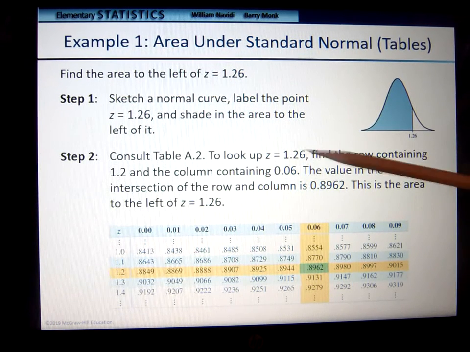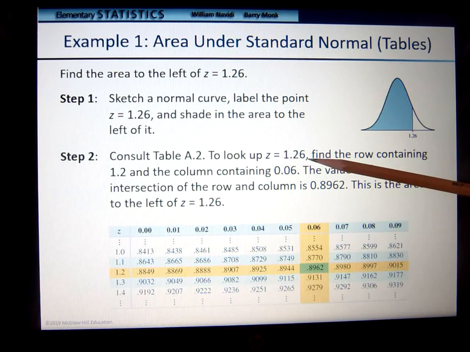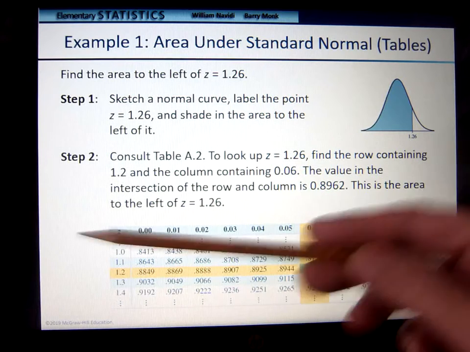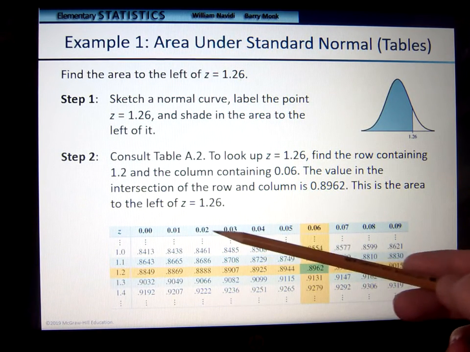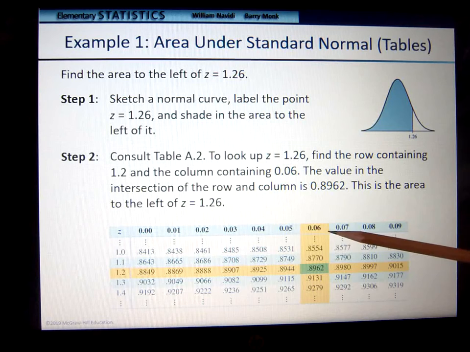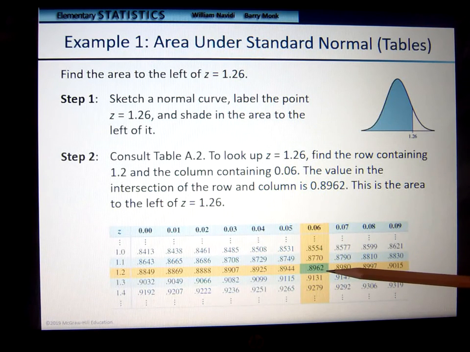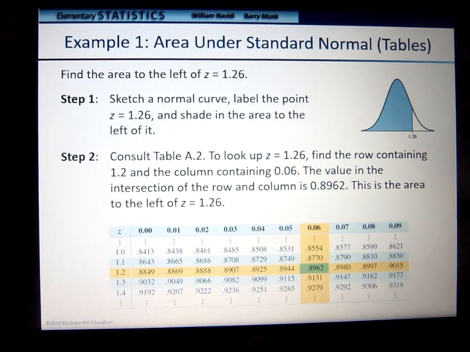Look at the table. Look up 1.26. We're going to find 1.2, and this is our hundredths digit. Go over to 6, and this will give you your area. The value of 0.8962 is the area to the left of 1.26.